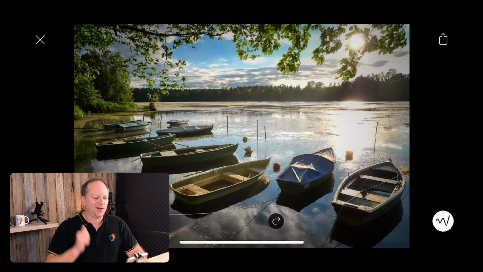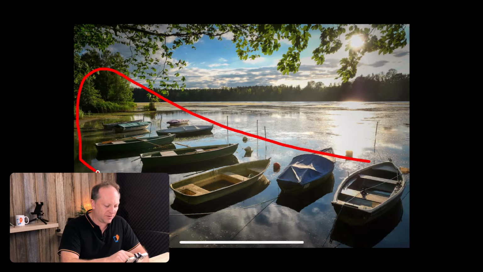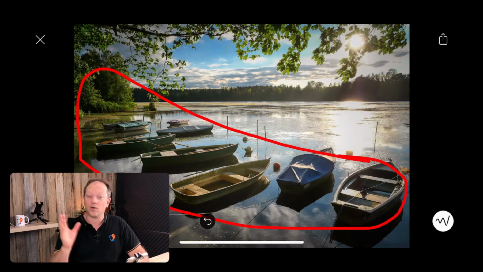Asymmetrical balance. By shooting at this position, we've also created balance. Now, if I look here, that is like a big block.